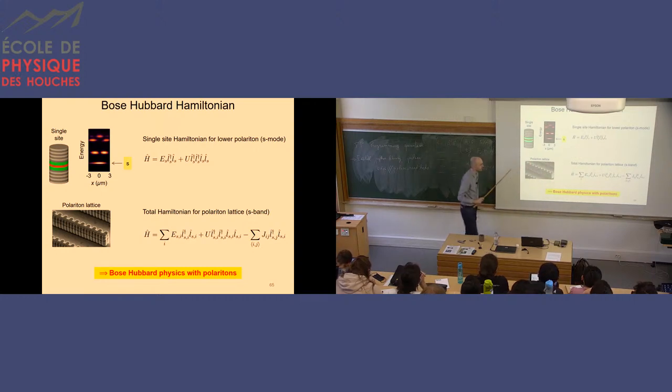for the lower polariton. And now if I assemble several of these pillars into a lattice, I told you earlier how we can do this mapping to a tight binding model, you have a Hamiltonian that writes as such, and you should recognize the Bose-Hubbard Hamiltonian. So by putting a nonlinear medium inside the cavity and by assembling several of these cavities together, we are able to recover a Bose-Hubbard Hamiltonian.